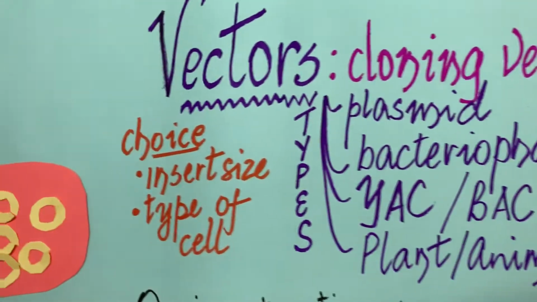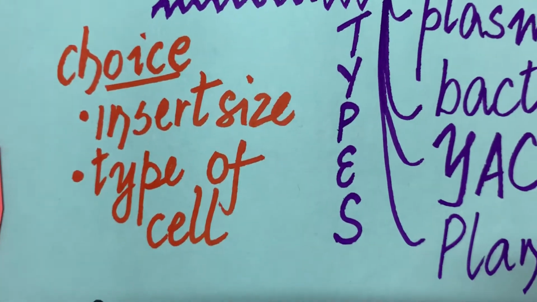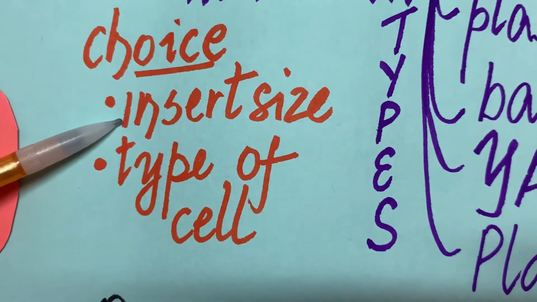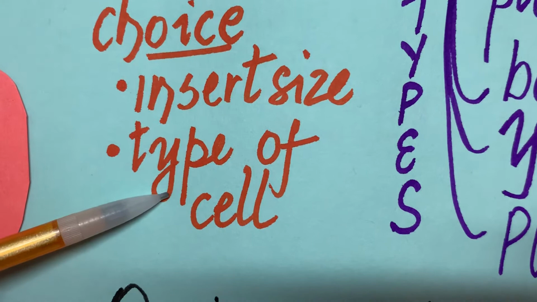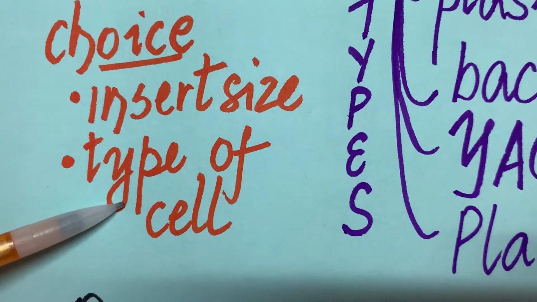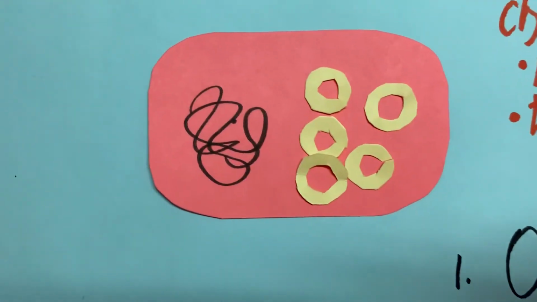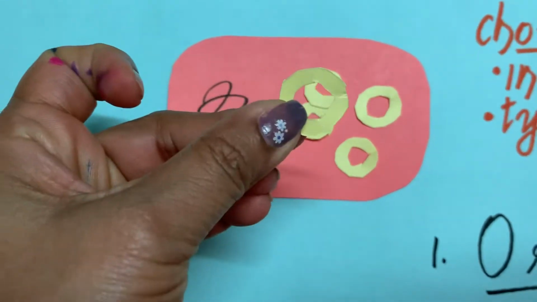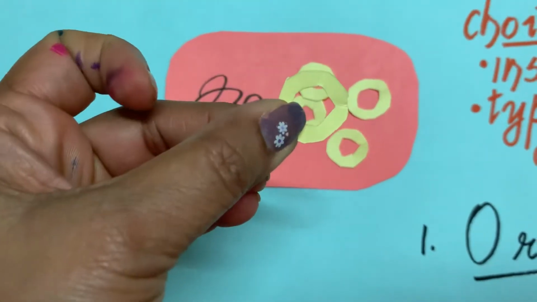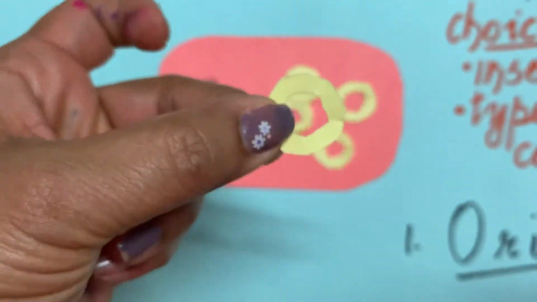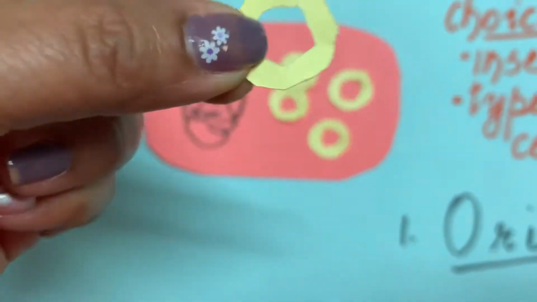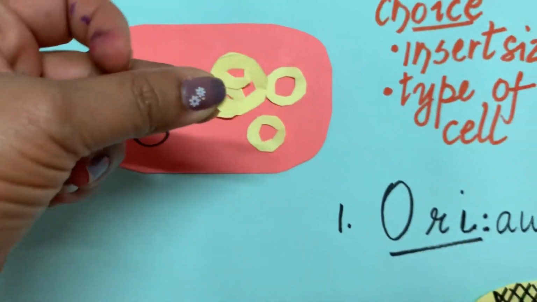But how do we decide a vector? The choice of vector is decided by the insert size that you're going to use and whether the cell is a eukaryotic cell or a prokaryotic cell. So suppose you have this bacterial cell where you can see you have plasmids, so what property should be there in this vector which is going to carry your gene, the gene of the protein that you want to obtain on large scale?